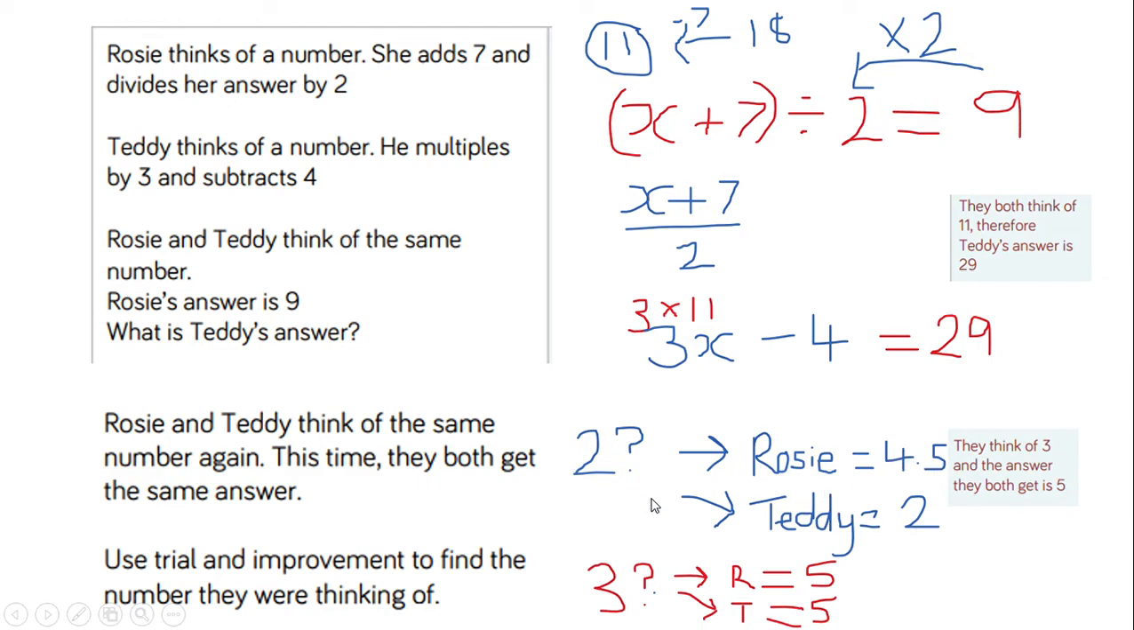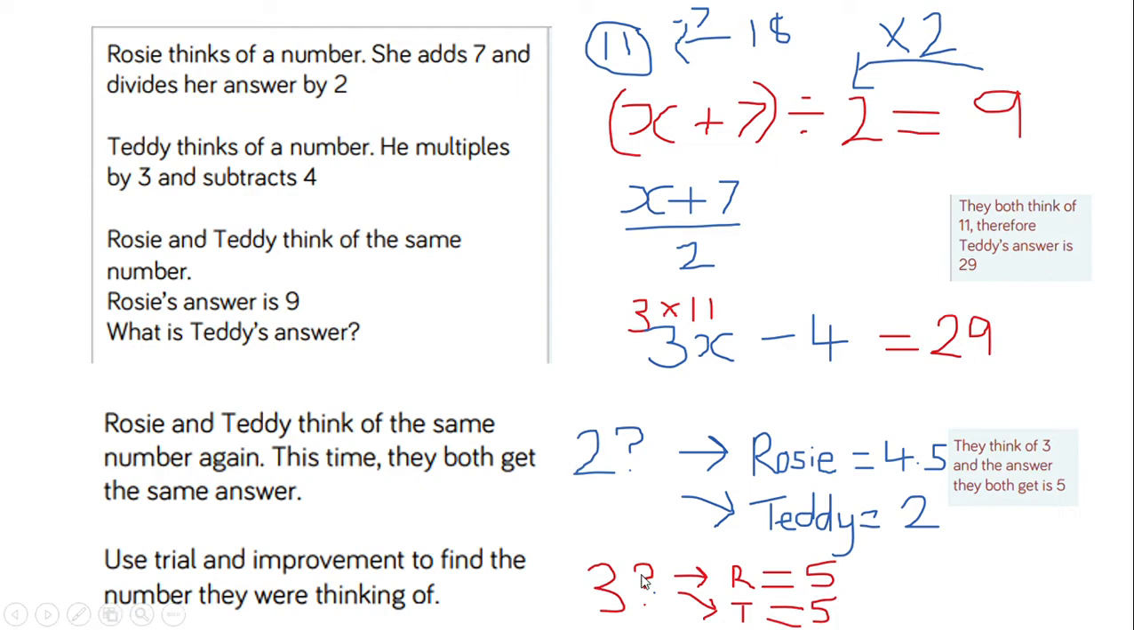If I then inputted 2 into Teddy's, let's see what I get. 3 times 2 is 6, minus 4 is 2. So there, Rosie's answer is 4.5 and Teddy's answer is 2. They haven't got the same answer, but look, we're going in the right direction because the numbers are getting closer together. So let's try something around there.